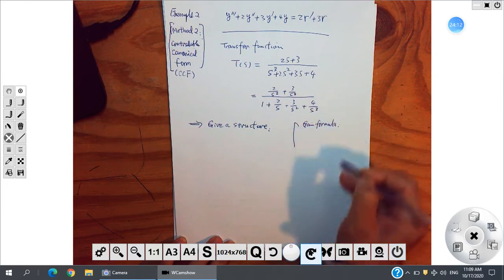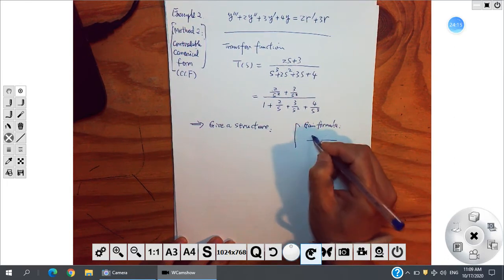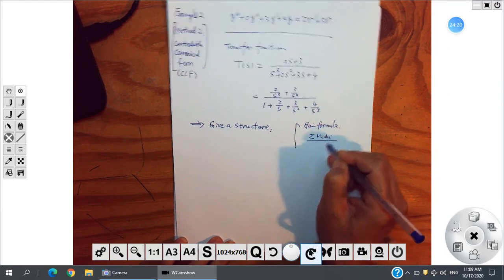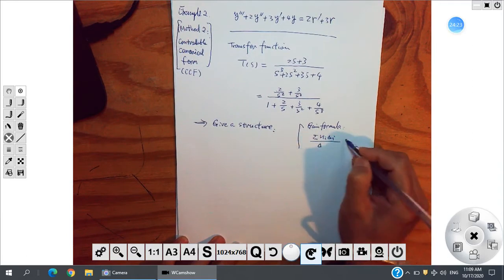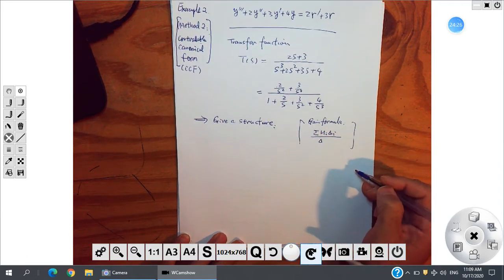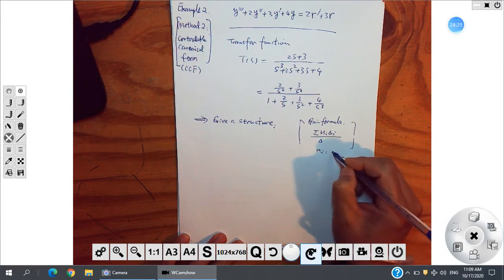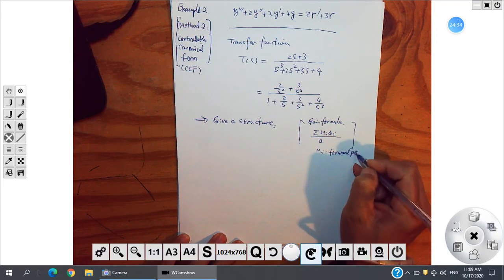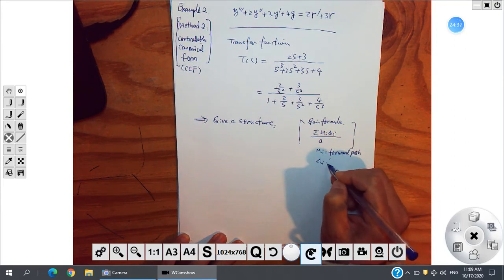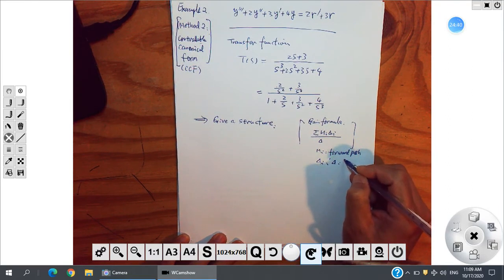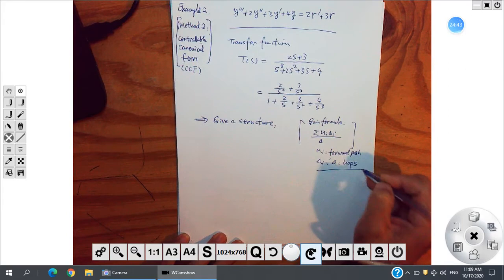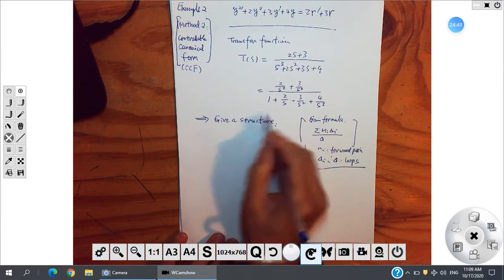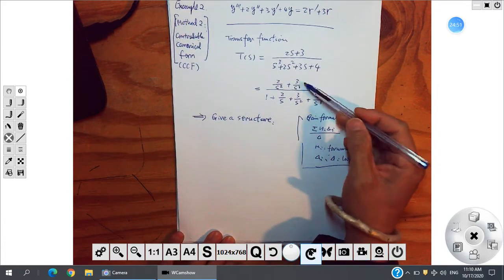Gain formula. What is the gain formula? It will be the summation of some Mi times delta i over delta, right? This will be the transfer function. Mi is related with the forward paths, and delta i is related with loops. Yeah, you should remember this one, right? The gain formula. Okay, so here we can have a structure with this as a transfer function.